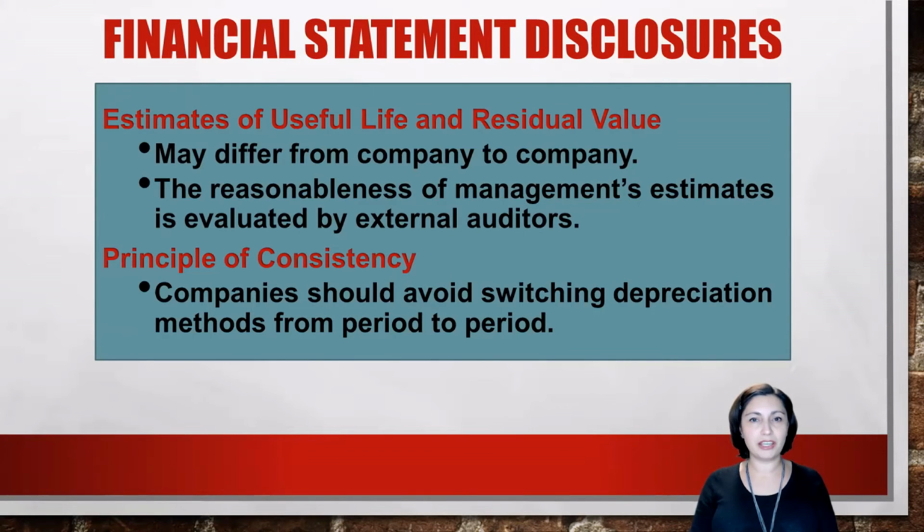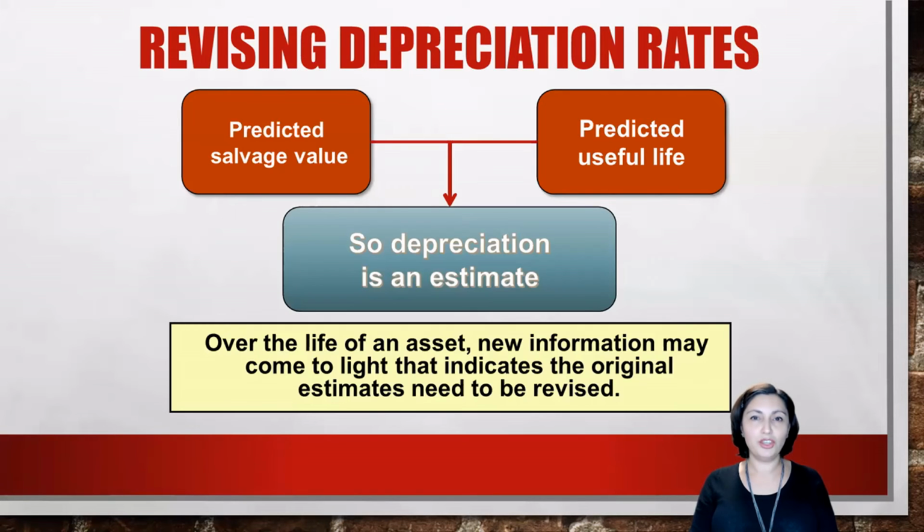Auditors review management's estimates for useful lives and residual values for reasonableness. Remember the principle of consistency. You cannot switch depreciation methods from period to period unless there is a compelling reason for the change. You know that salvage value and the useful life of a plant asset are both estimates. Like all estimates, new information may come to light and will warrant a revision of a previous estimate. Let's see how accountants handle the revision of previous estimates.